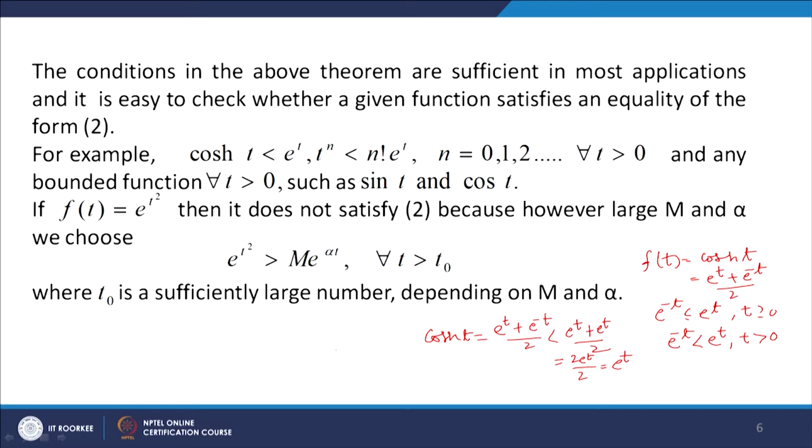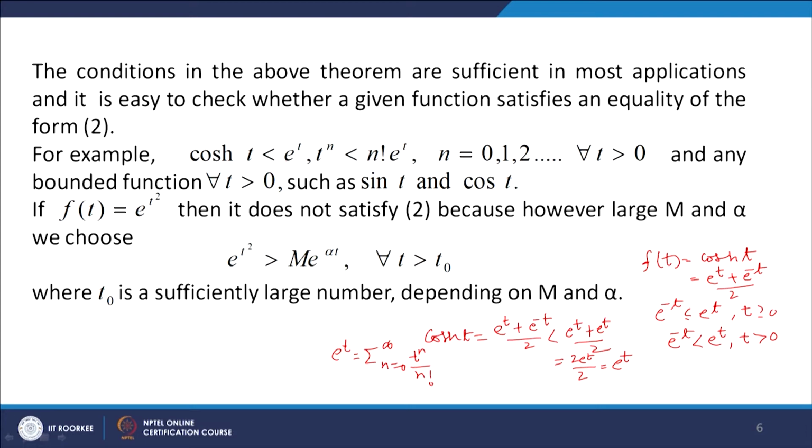Similarly, e to the power t, we know it is the sum over n equal to 0 to infinity of t to the power n by n factorial. So, if t is positive, then t to the power n by n factorial will always be less than e to the power t.